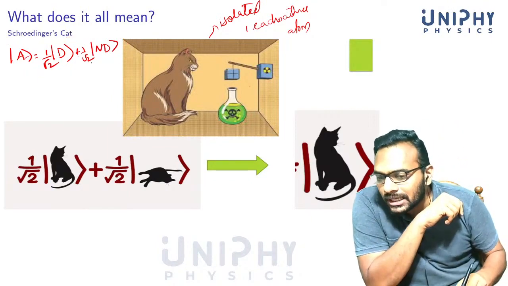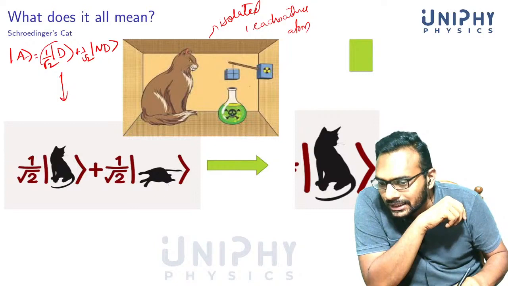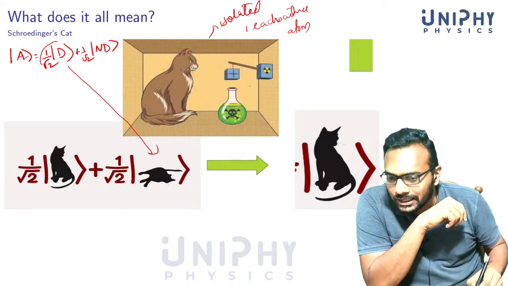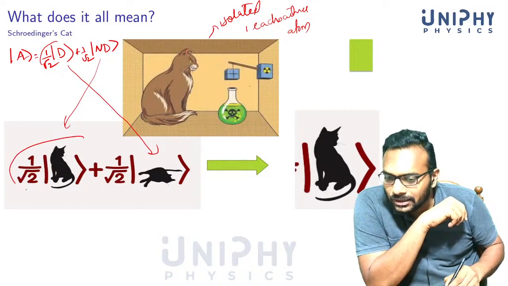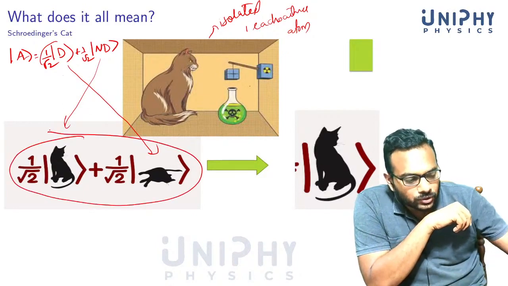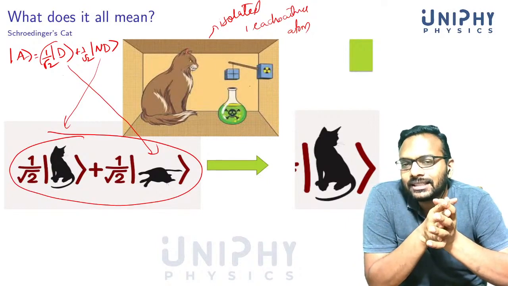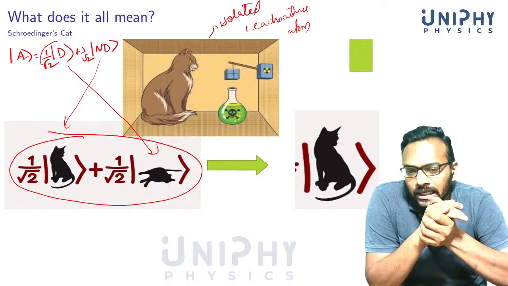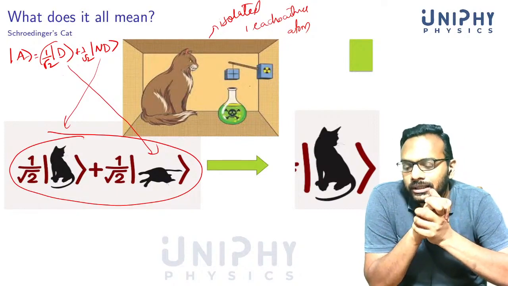But what's the corresponding state of the cat? If the atom is decayed, the cat is dead. If the atom is not decayed, the cat is alive. So the state of the cat is dead plus alive. So Schrodinger is asking, are you saying that the cat is both dead and alive at the same time if you are not looking at it? That's quite a sad story for the cat.